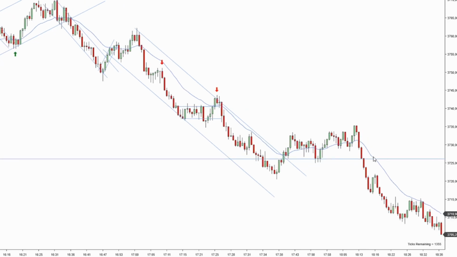So from this point on, right here, or even right here, it was starting to get obvious that the bears are in control. But since we broke the support right here and we didn't look back, we are now in a downtrend.